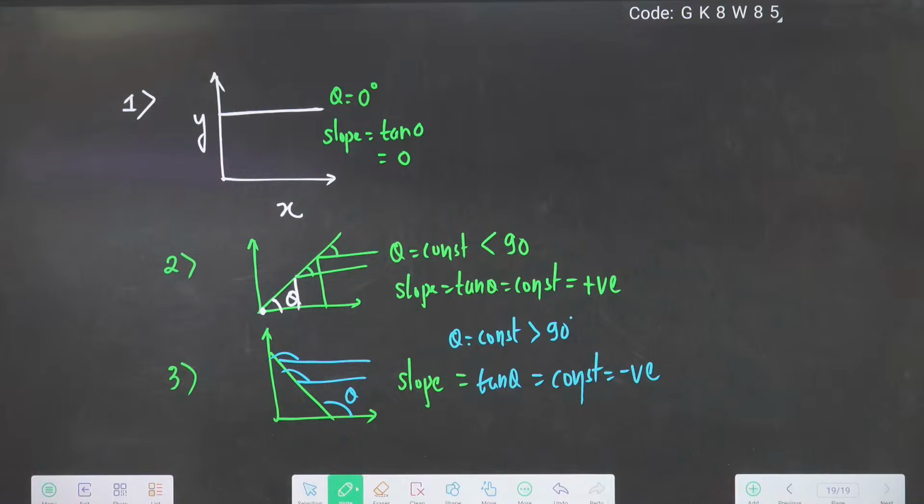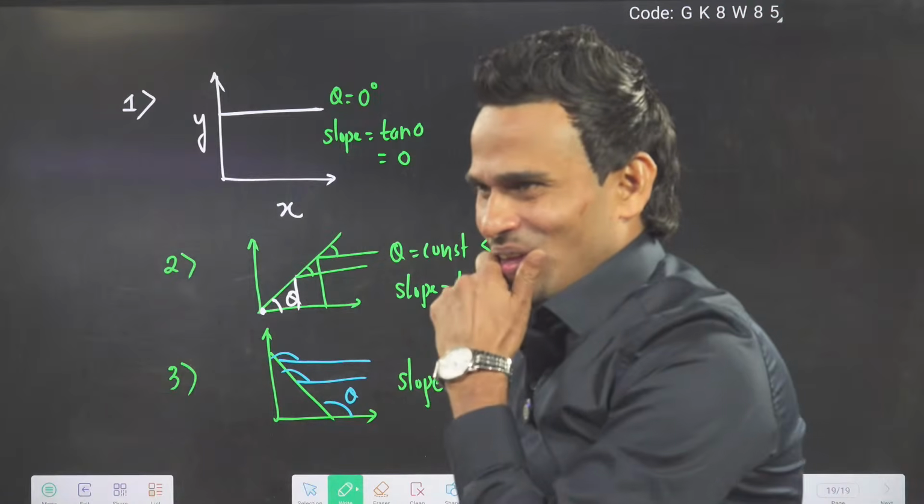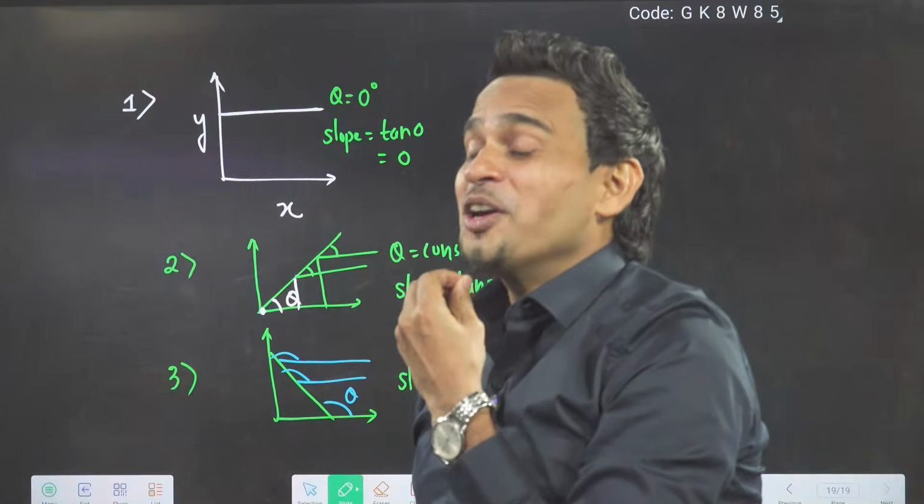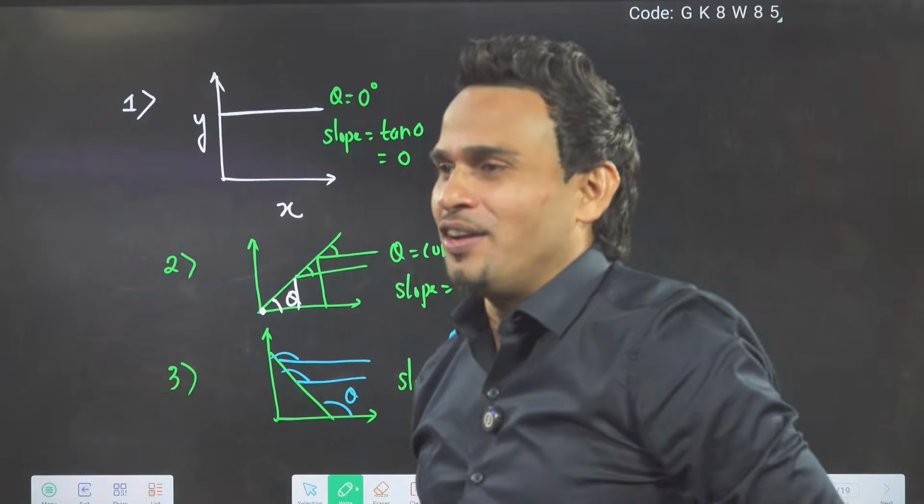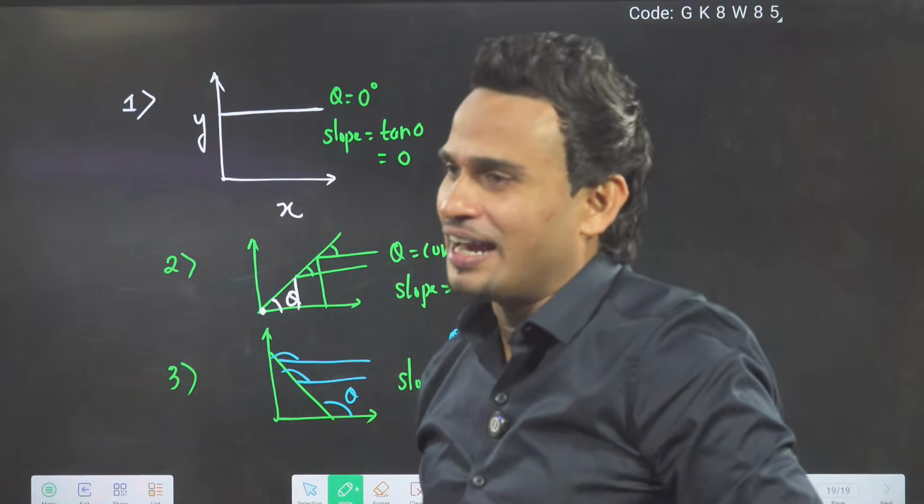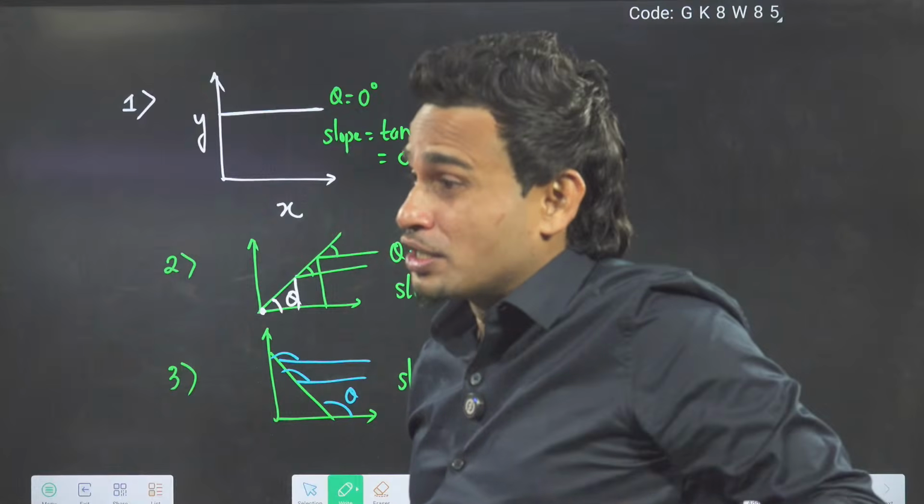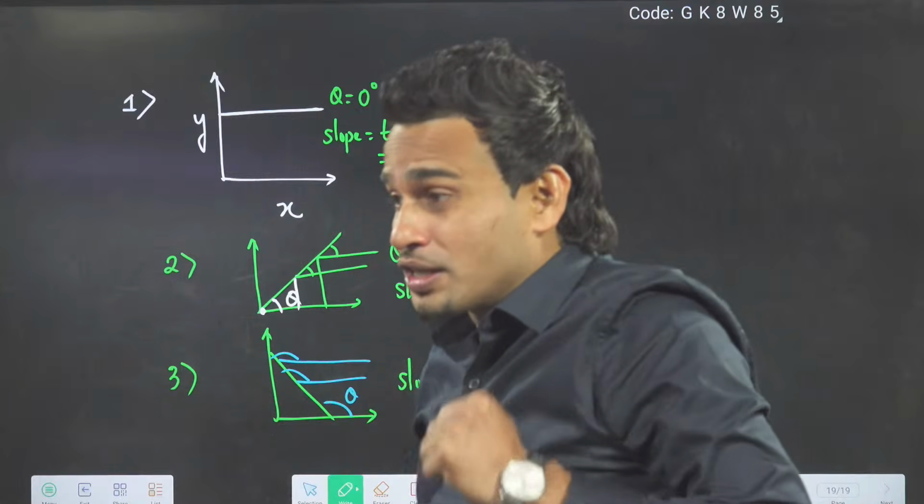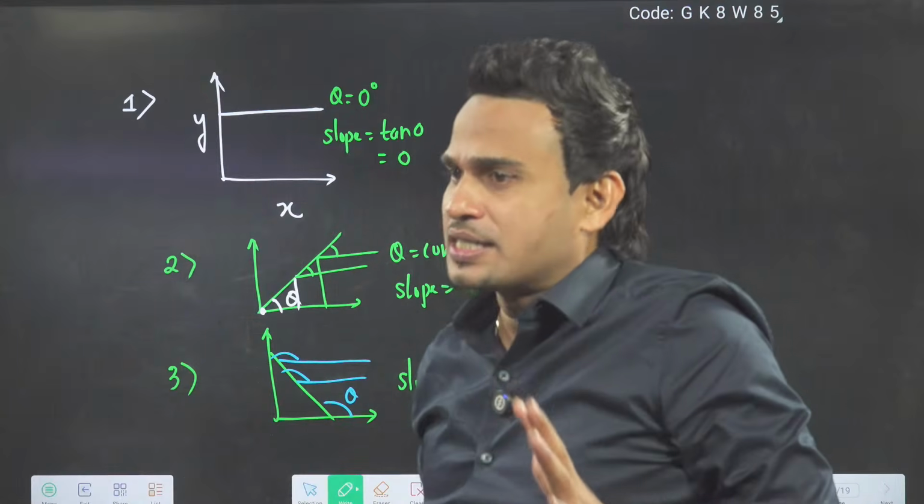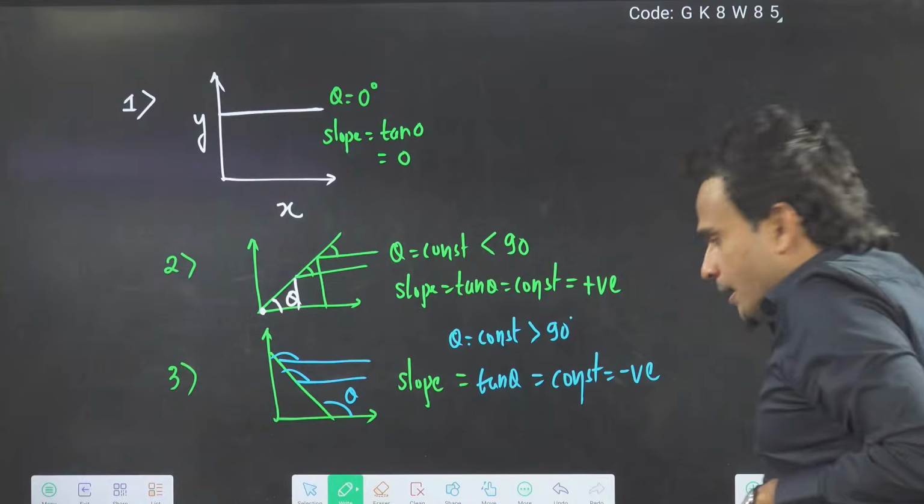Did you understand something? Because only by saying constant our work will not be done. Options will put constant and negative. Velocity is from the graph; comment on the velocity: constant and positive, constant and negative. So you must have the exact idea. So these are the three.